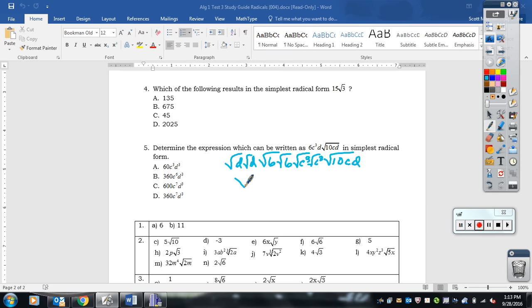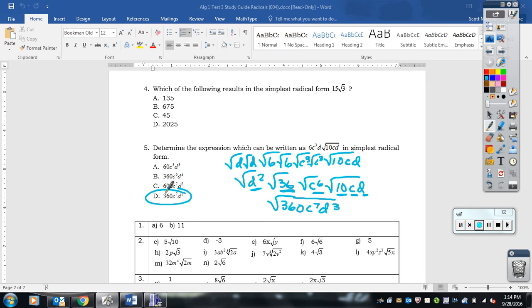So let's put this all together. This is rad d squared, rad 36, rad c to the third times c to the third is c to the 6th, all times 10cd. Again, if it's under the radical, we can do this. 36 times 10 is square root of 360. C to the 6th and 1c is c to the 7th. And d squared times d is d to the third. So it's 360 c to the 7th, d to the third, which is choice D.